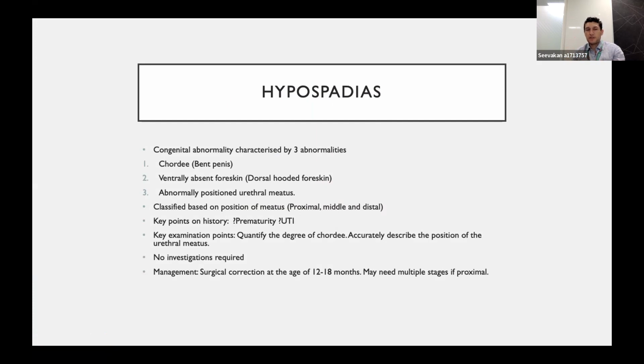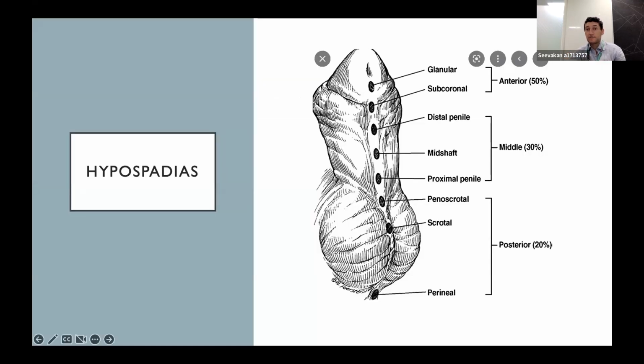The key points on examination are saying how bent the penis is and adequately describing where the hole is. They don't really need any investigations, they just need a hypospadias repair, and there's about 100 to do that. This is a picture signifying where the meatal opening can be, and you can describe it based on where the hole is, or you can say distal, middle, and proximal.